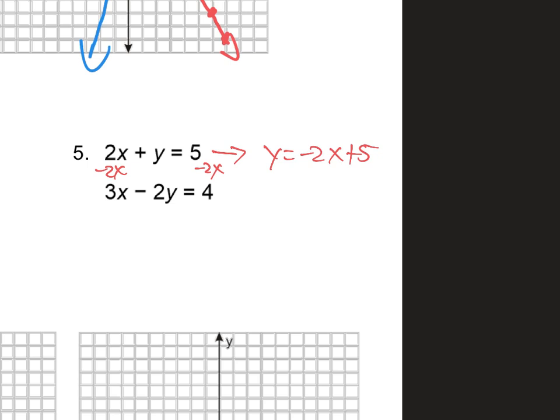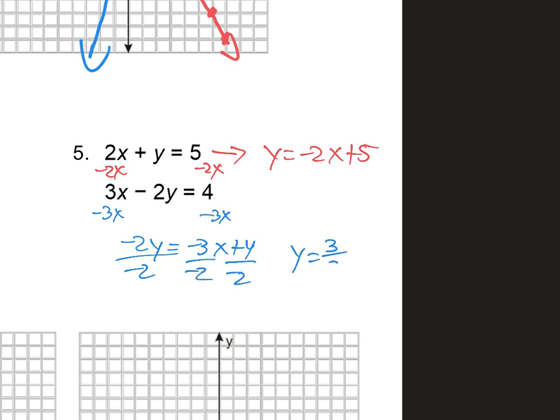Now the second equation, I want this in slope-intercept form as well. So the first thing is I'm going to subtract 3x from both sides. And I get -2y equals -3x plus 4. Divide everything by -2. And I'm going to get y equals 3/2 x minus 2. So those are the two equations that we need. Here's our second equation, and then here's our first equation, and those are what we're going to graph.